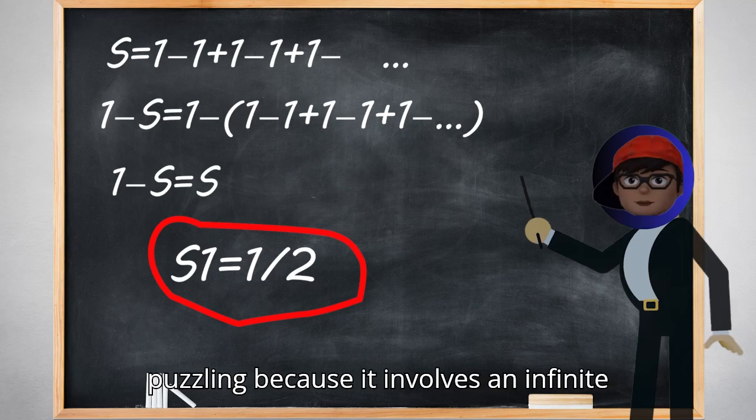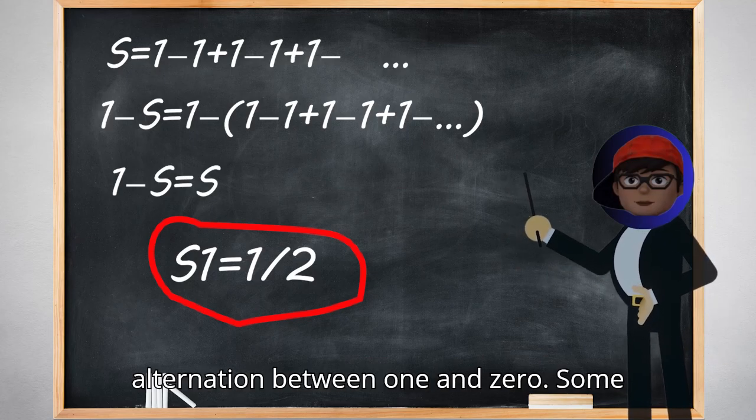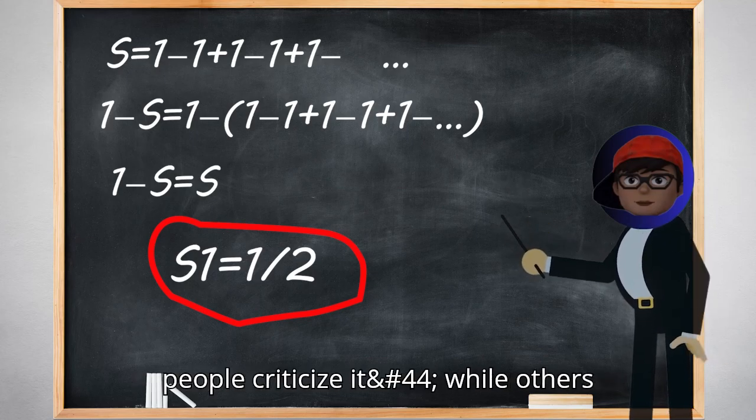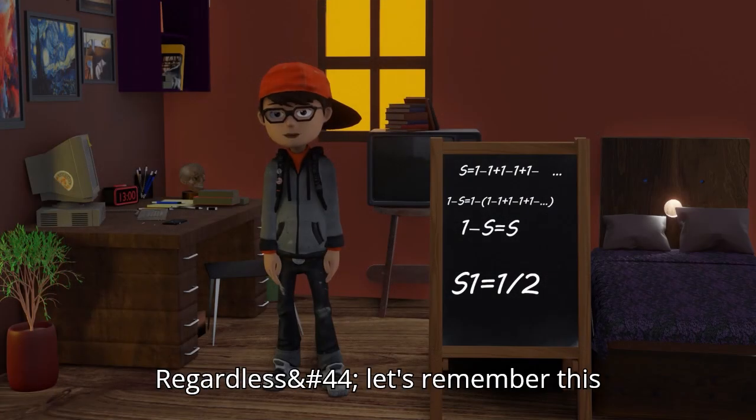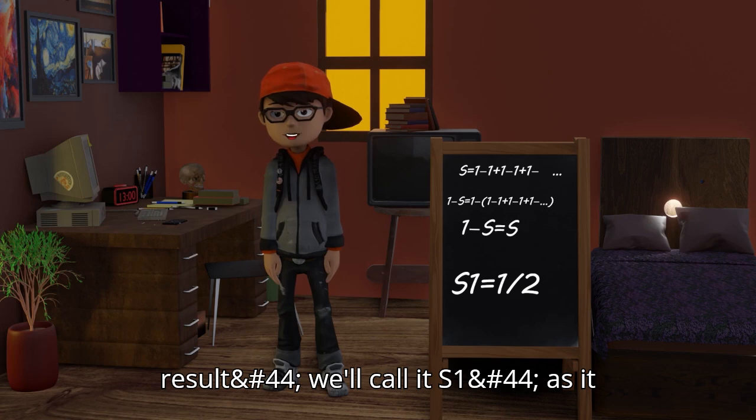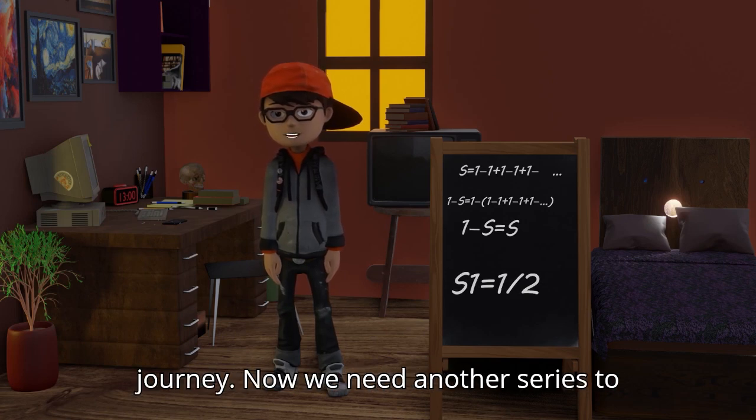This result can be puzzling because it involves an infinite alternation between 1 and 0. Some people criticize it, while others find it logically intriguing. Regardless, let's remember this result. We'll call it S1, as it might prove useful elsewhere in our journey.